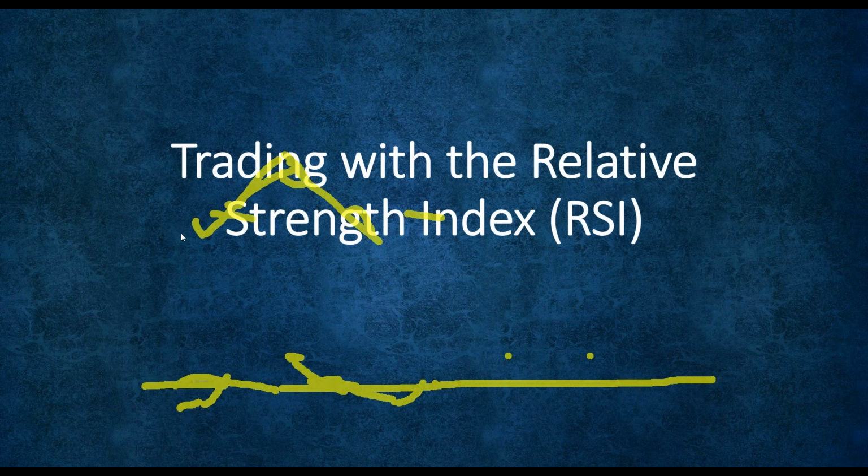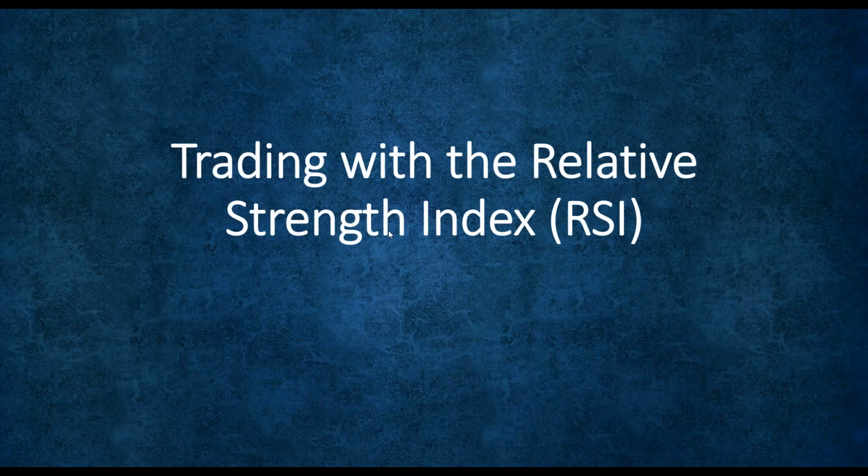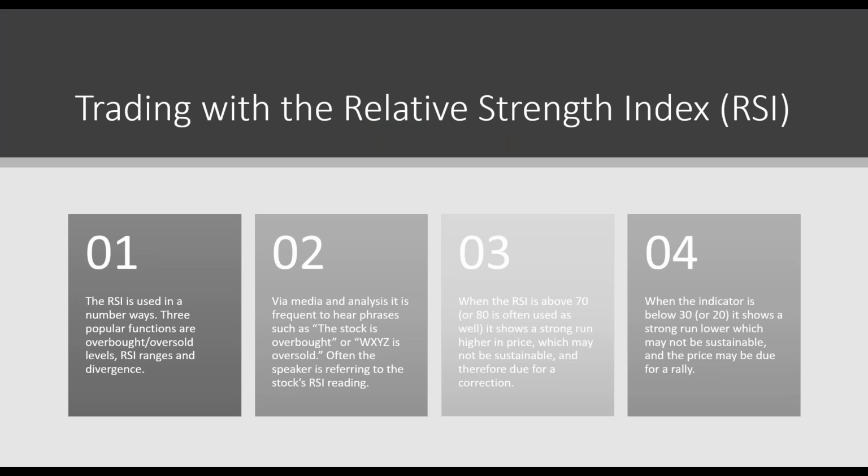Now, there are many different ways that we can trade with RSI. RSI is used in a number of ways. Three of the most popular functions are overbought and oversold. Okay. We've been looking at that all night, 30, 70. Okay. Then we have RSI ranges and RSI divergences.